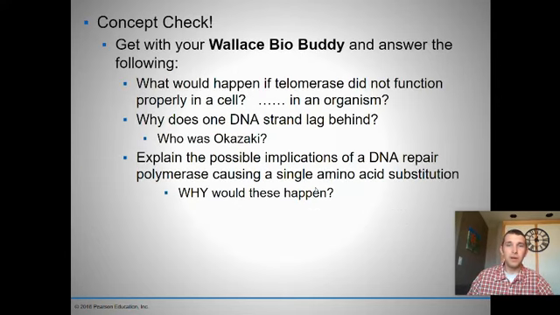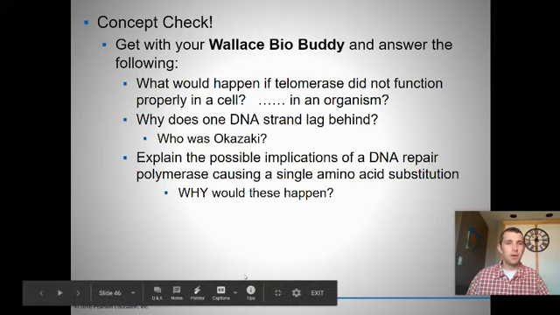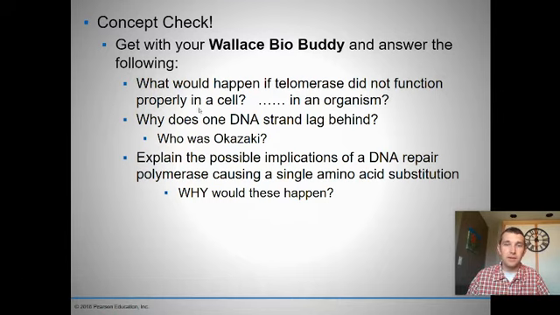So what would happen if telomerase did not function properly in a cell? Let's say, what would happen if telomerase wasn't turned on for your germ cells? Or what would happen in you if telomerase was turned on and it was turned on in overdrive? What would happen to the amount of DNA in you? Why does one strand of DNA lag behind the others? So why are these not copied at the same rates?